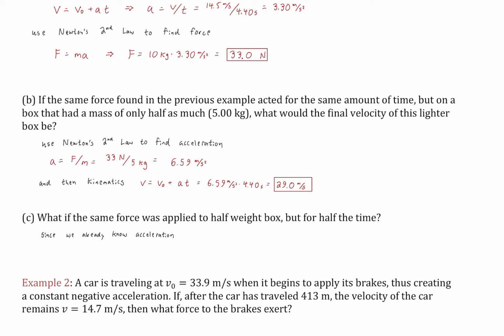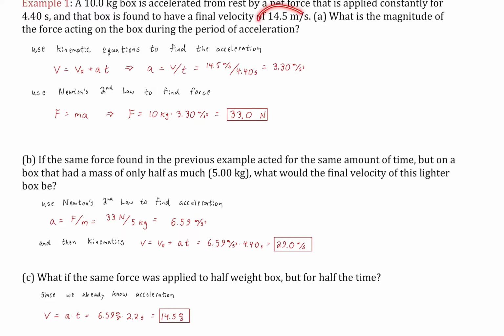So since we already know acceleration because it's the half-weight box, we're simply going to plug it in. But we're going to plug in half the time. So instead of 4.4 seconds, it's 2.2. And we get back to a final velocity of 14.5, just like in the original statement.